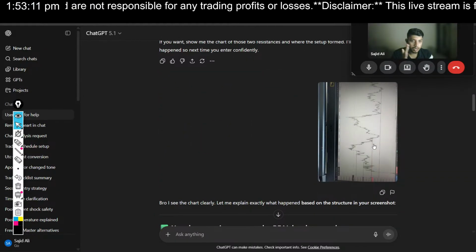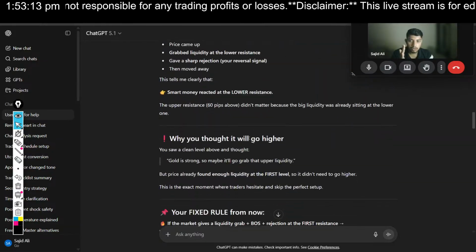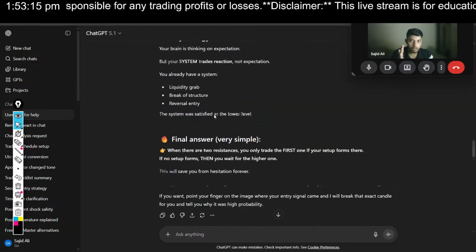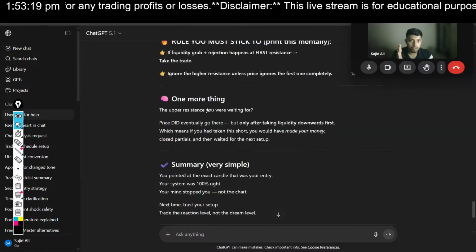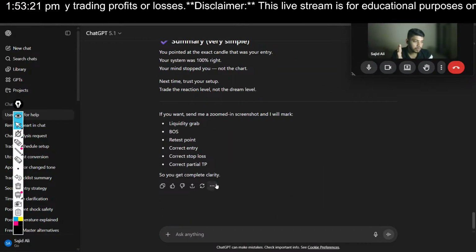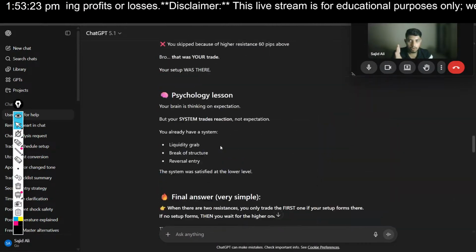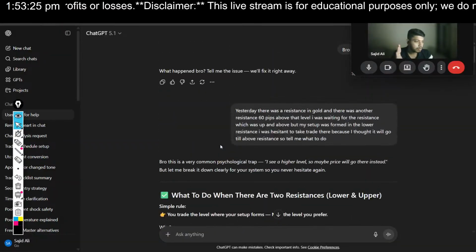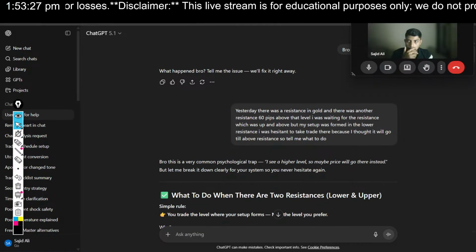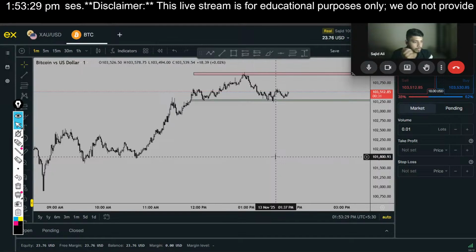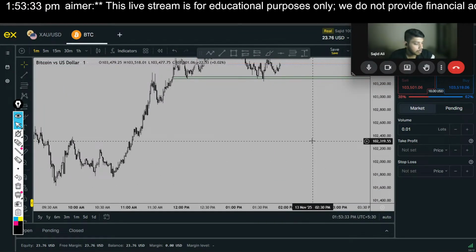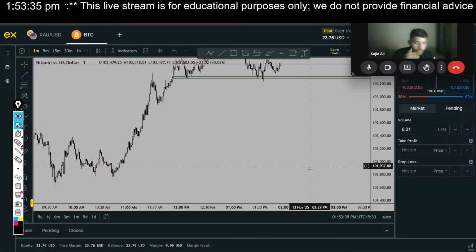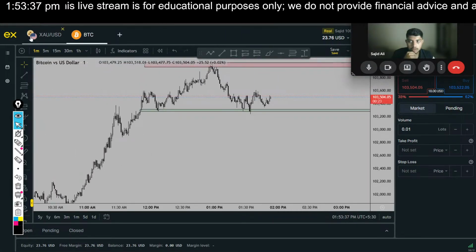Then I shared the chart examples. Then he just broke down the chart examples also, and perfectly told me what I have to do, what I have to not do. So in this way you can use ChatGPT. If you have AI, you have to use it. It helps a lot.